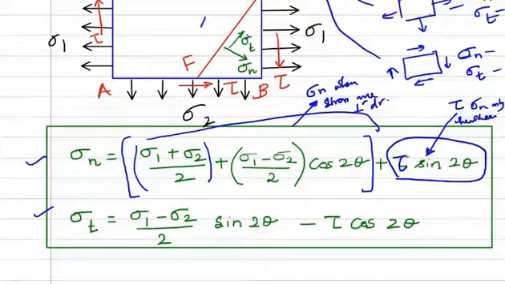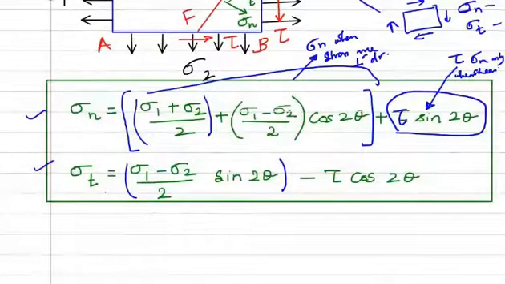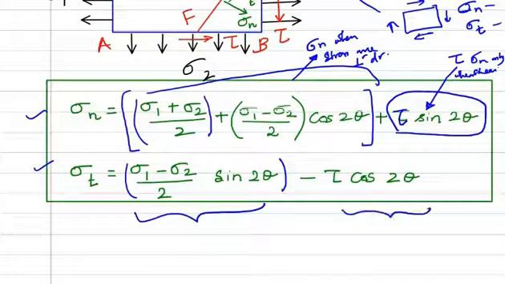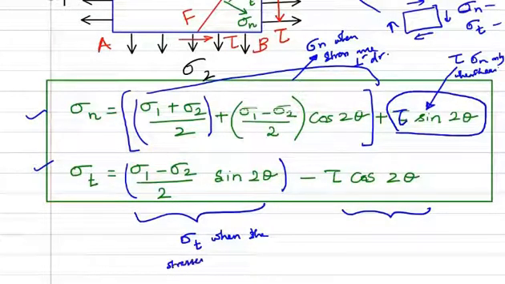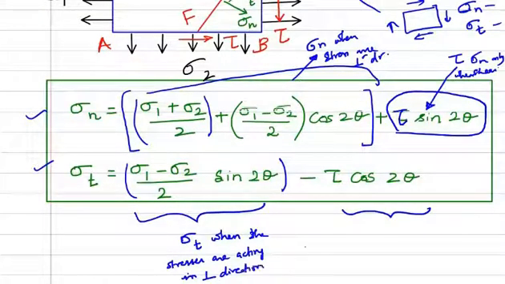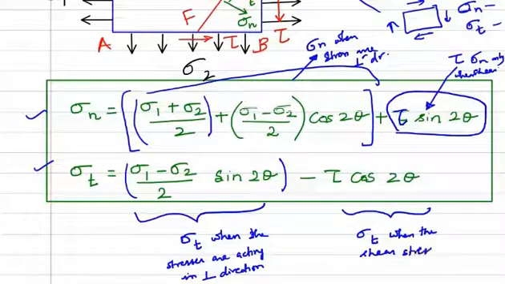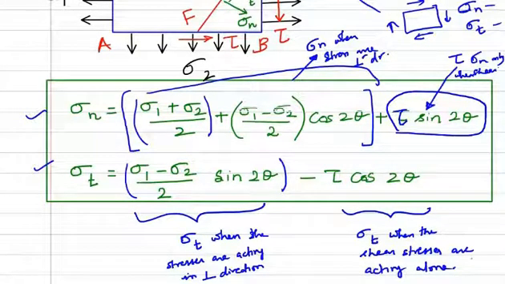Now the tangential stress in the plane FC. What is this value and what is this value? This value is the tangential stress when the stresses are acting in perpendicular directions. And this tau cos 2 theta is the tangential stress when the shear stresses are acting alone. So I have to sum it.